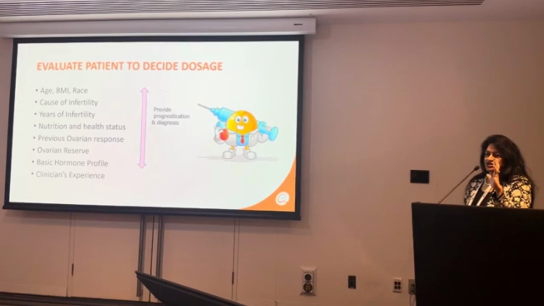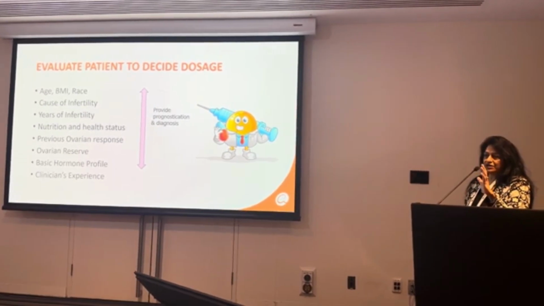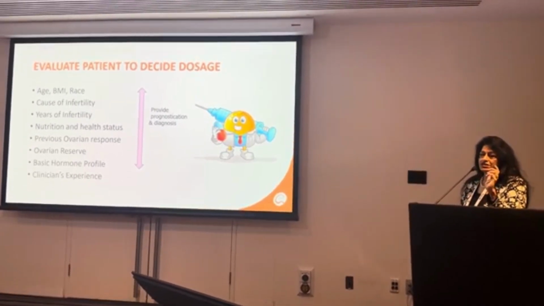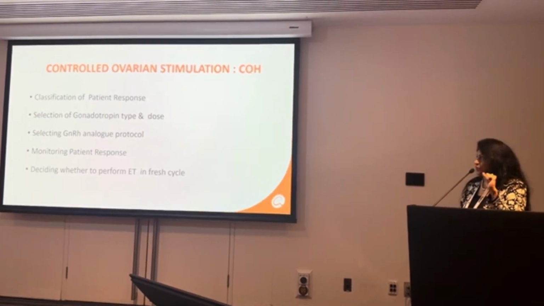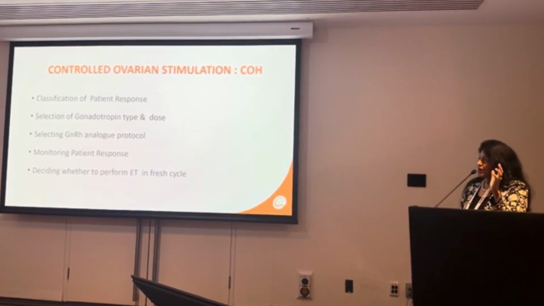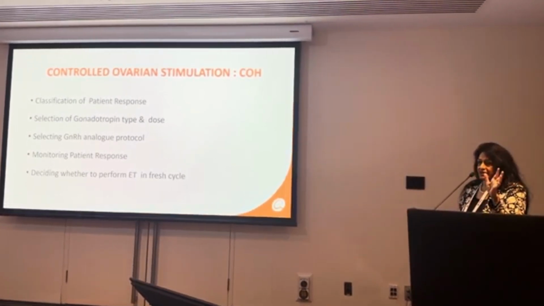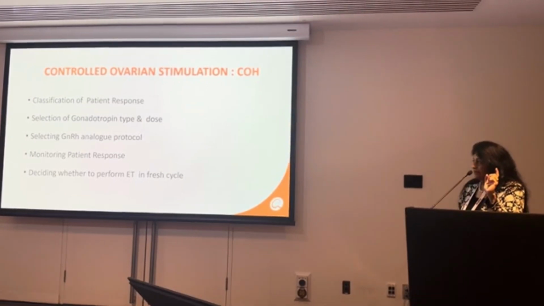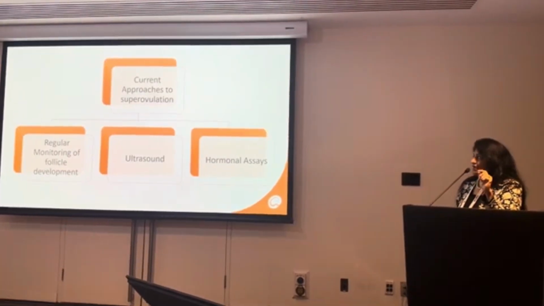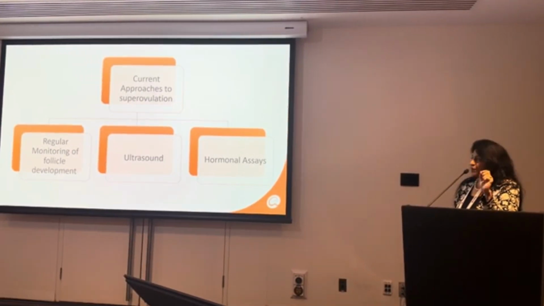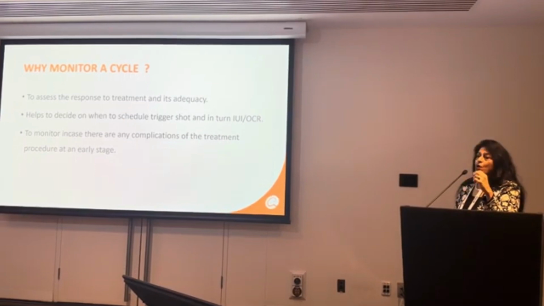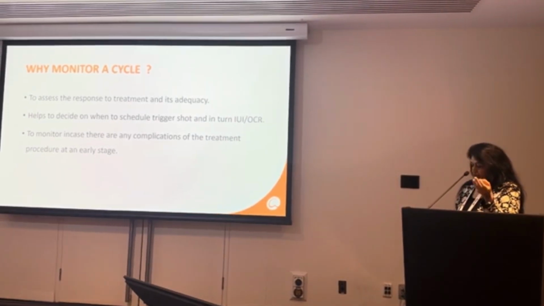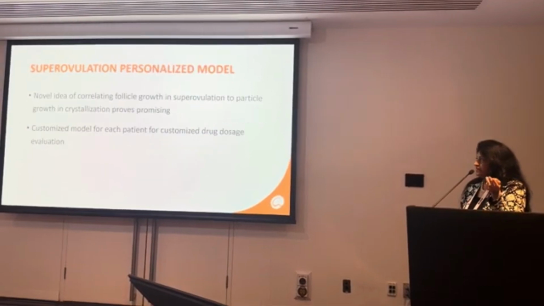When we start the stimulation, BMI, age, AFC and AMH are the main things that we look at, and the dosage is decided mainly on the clinician's expertise and what they have been using. We classify the patient as a normo, hypo, hyper or poor responder. Then we select the gonadotropin type, dosage and analog protocol, and finally monitoring is required, and whether to perform a fresh or frozen transfer. For monitoring, we do ultrasound and, if required, hormonal assays in between. We monitor a cycle so that we know the treatment is adequate, to decide the trigger shot time, and to prevent complications at an early stage.